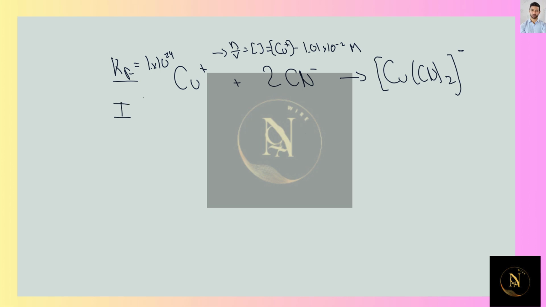So the first thing that we need to do is doing our ICE table. But we know that the formation constant for this case is up to 10 to the 24. So that means that essentially all of the copper plus is going to react to form copper CN2 minus, right? So we need to find the value for x.